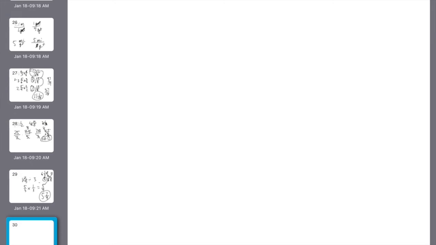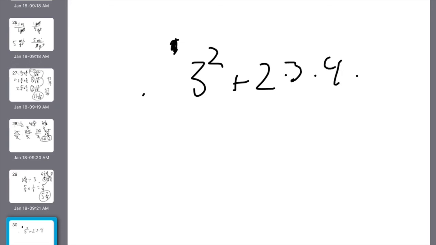27 says, please evaluate x squared plus 2xy plus y squared if x is 3. So I'm going to go 3 squared. Sorry, I'm going to stick the number in right now while I do it. Look at what I did, I did the square up here. I'm going to do 3 squared plus 2 times 3 times 4 plus 4 squared.